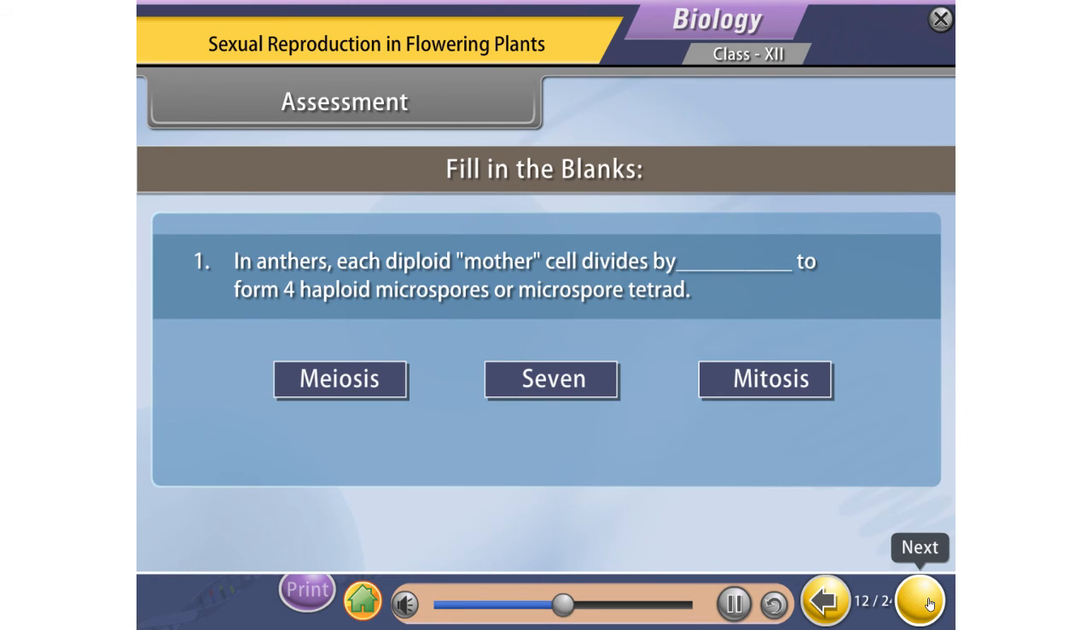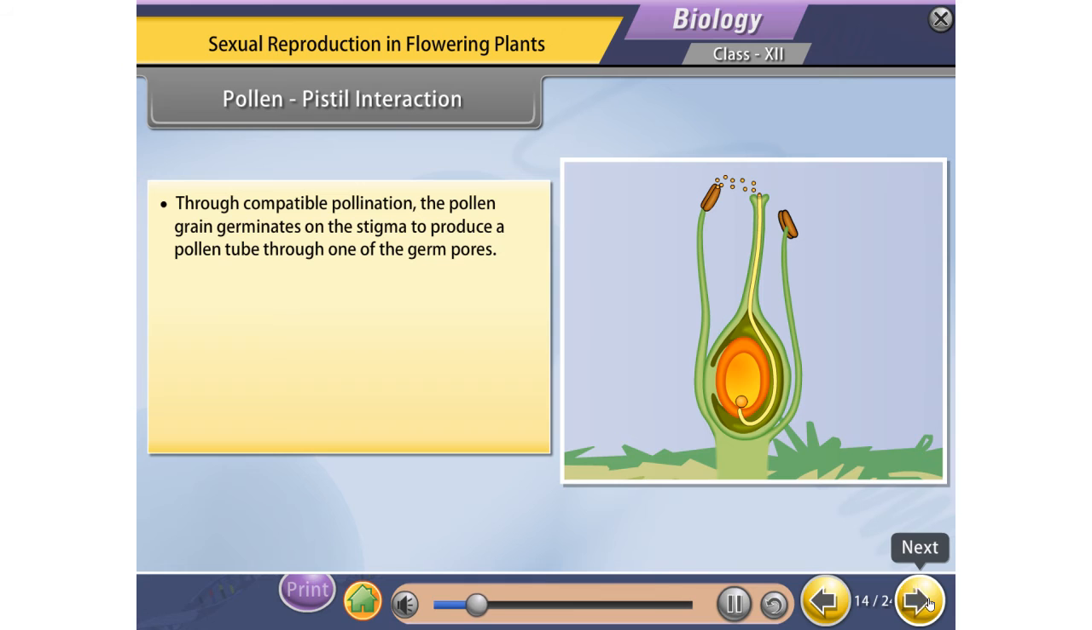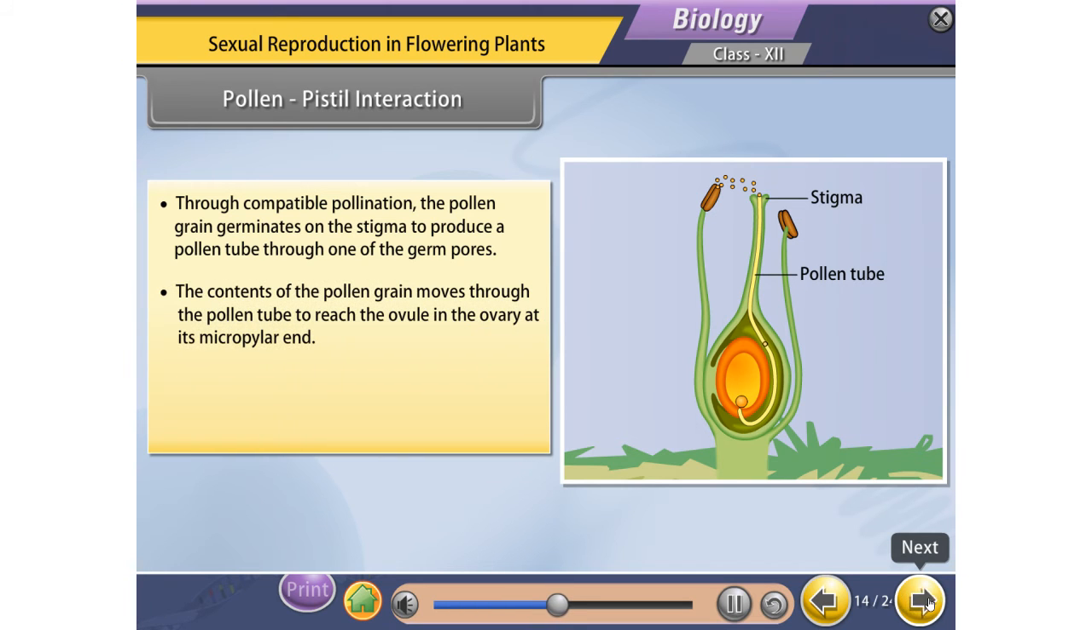Assessment. Before proceeding further, pollen-pistil interaction. Through compatible pollination, the pollen grain germinates on the stigma to produce a pollen tube through one of the germ pores. The contents of the pollen grain move through the pollen tube to reach the ovule in the ovary at its micropylar end. Pollen tube then enters one of the synergids through the filiform apparatus.